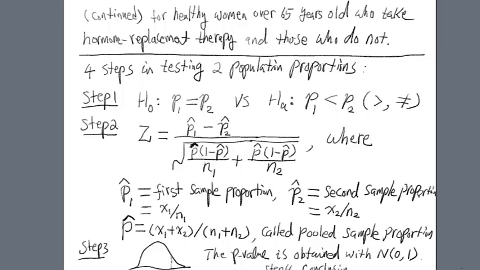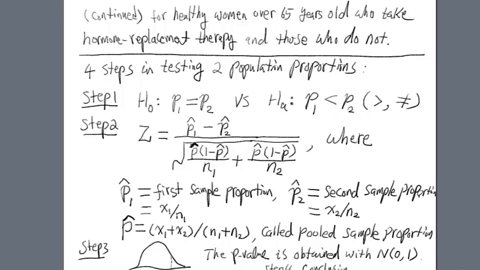So actually, for our example, if P1 represents the risk of using hormone replacement therapy, then we need to test that P1 is greater than P2. Here, P2 represents the risk for those who do not use hormone replacement therapy. We expect the risk to be smaller. So that's why we test P1 greater than P2 for HA. Okay.